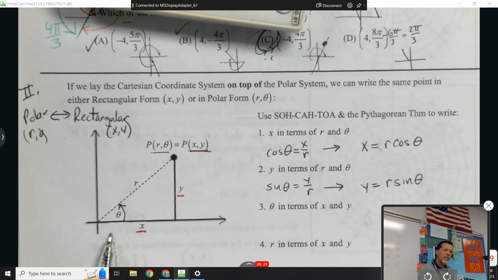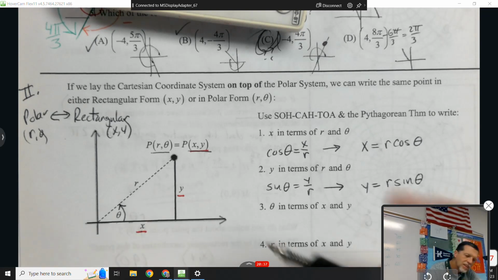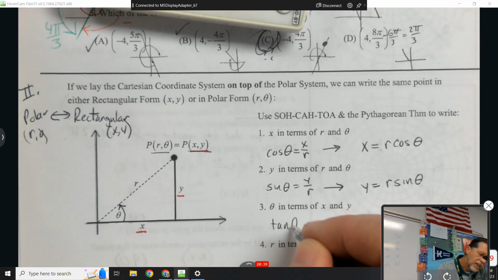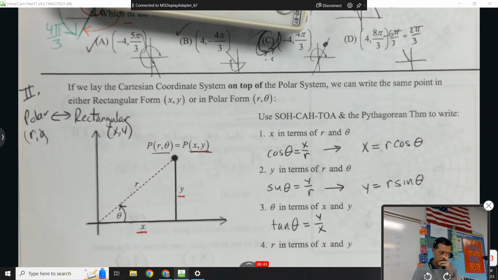Theta in terms of x and y. So what trig function here if we have y and x? Tangent. Tangent of theta equals opposite over adjacent, y over x.